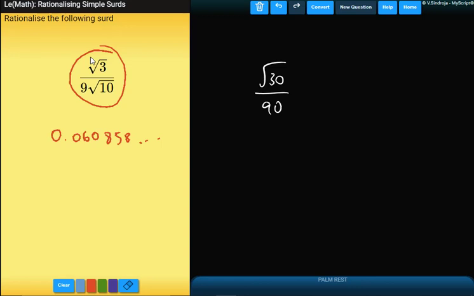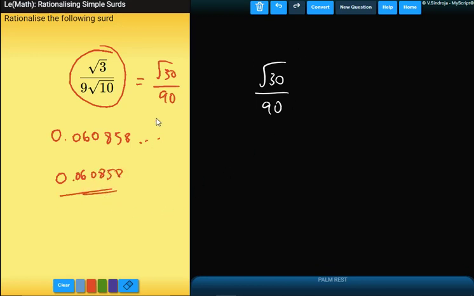Okay, and guess what? If you've got one of those really cool Casio calculators, it does just convert that to root 30 over 90. I forgot about that. The Casio has just told me it's equivalent to that. Casio thinks I'm an idiot because it's like, why have you just worked that out? Well, it comes out to the same decimal.